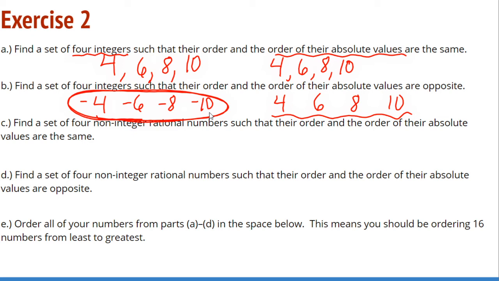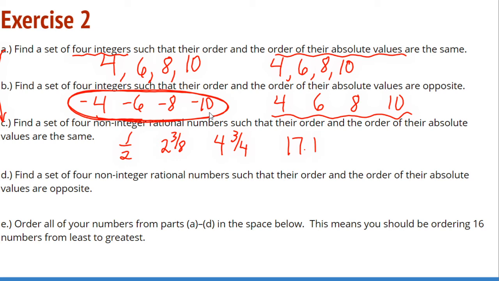Find a set of 4 non-integer rational numbers. So now I have to use fractions and decimals such that their order and the order of their absolute values are the same. I am repeating the same thing I did with A, except this time I need to do it with decimals and fractions. So what if I did 1/2, 2 3/8, 4 3/4, and 17 1/10?